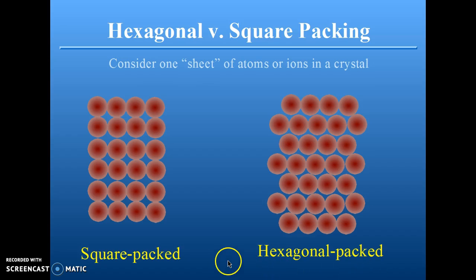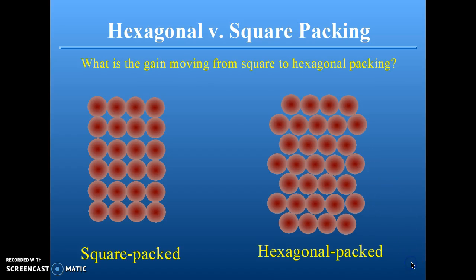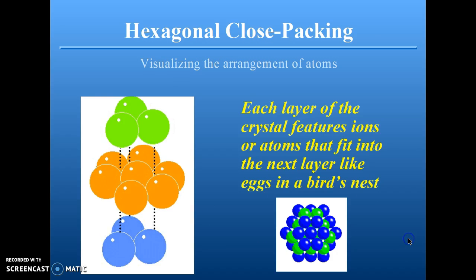Now let's consider one sheet of atoms or ions in a crystal. If you square pack them, like this, you get a certain configuration. But if you hexagonally pack them, it's easy to see that you're actually squeezing them closer together. What's the gain moving from square to hexagonal packing? Well, this is 48% empty. You can do the math if you'd like. This is only 26% empty. So when you squish these, they'll frequently look like that.